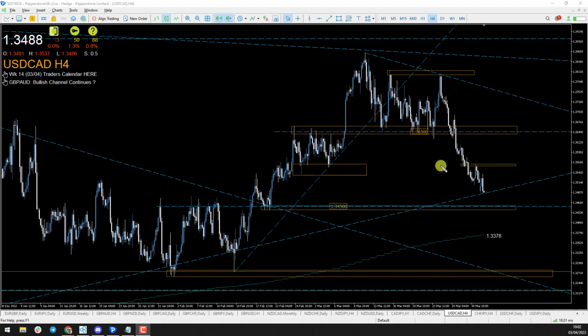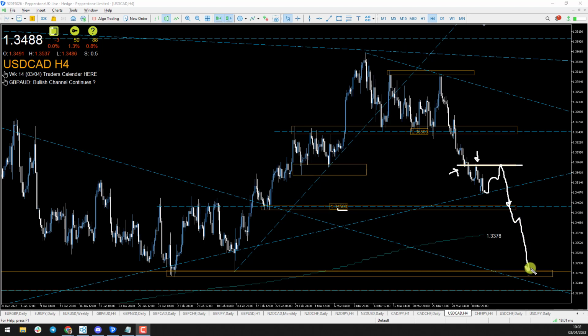So you can see here in a little bit more detail, I have marked up a zone just through there. It's around about the 1.3560 handle, and you can see that it acted as support as well as resistance recently. So if price was to come back up to that area here, we could look for a potential short opportunity to form around that high for a move down to the 1.3450.